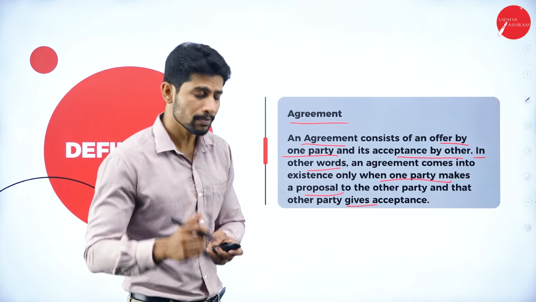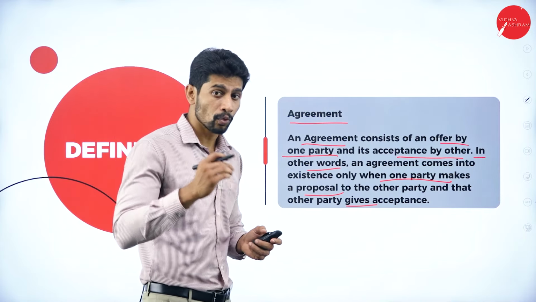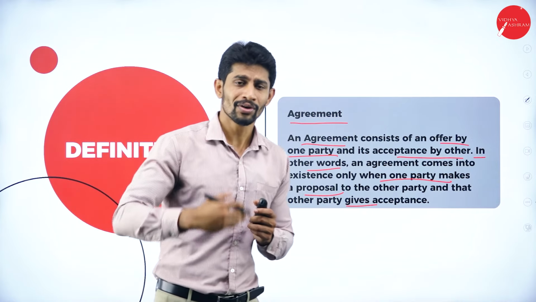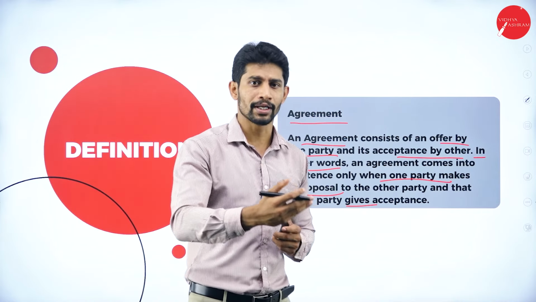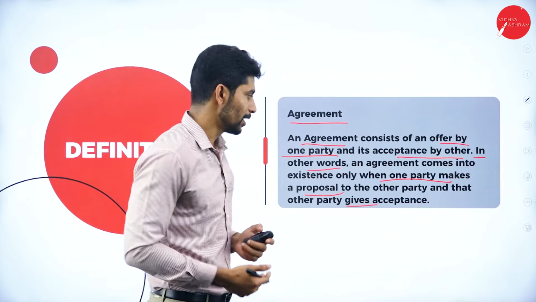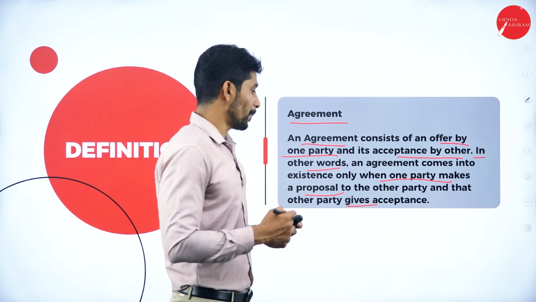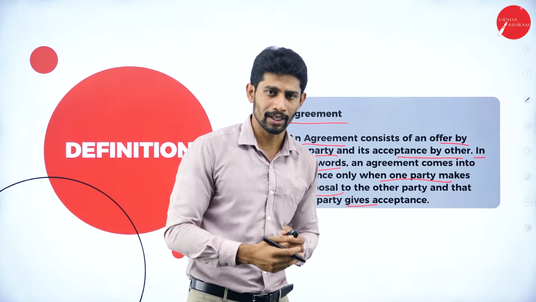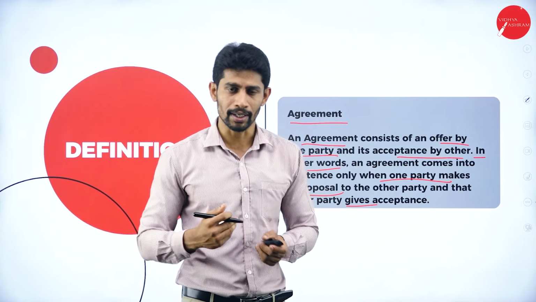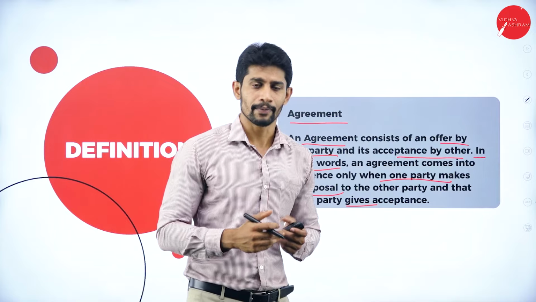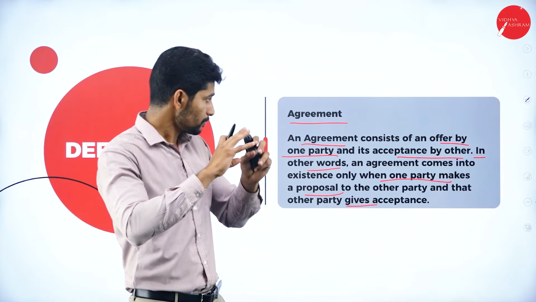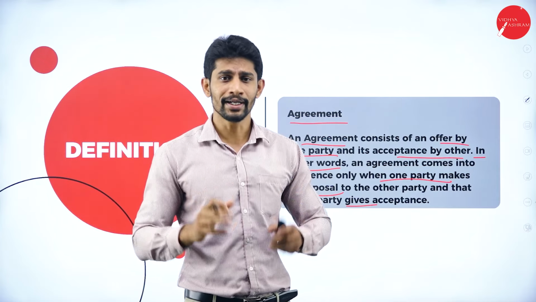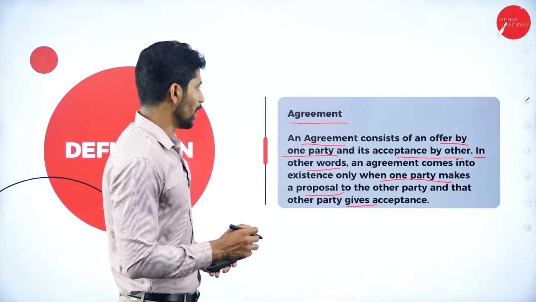The agreement comes into force only when one party makes a proposal. One party should be there to give a proposal. "Sir, I am selling my property." Like that, it should offer. And the other party gives the acceptance. So if one party is offering to sell his property, the opposite party, that is the other party, should accept that offer. Then only the agreement is fulfilled, and we can say it is a proper valid agreement. So this is the meaning of agreement.